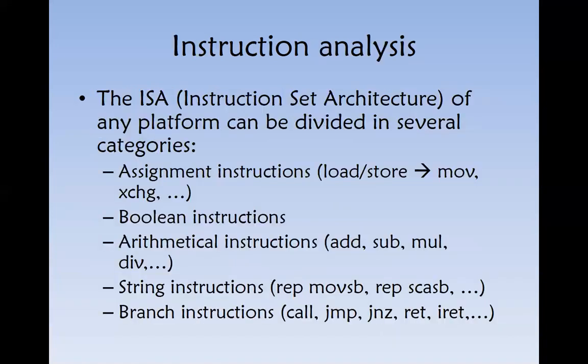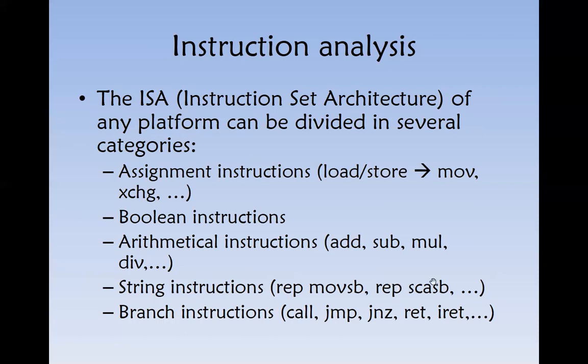So the instruction set architecture can be divided into several categories, right? You can think about assignment instructions that take information from some source location and then store it to some destination location. You can think about Boolean instructions that are operands that combine two arguments and provide a result. You can think about arithmetic instructions. You can also think about string instructions. So for example, repeat movsb or repeat scasb. These are all string instructions. Again, these are all part of the x86 instruction set, right?